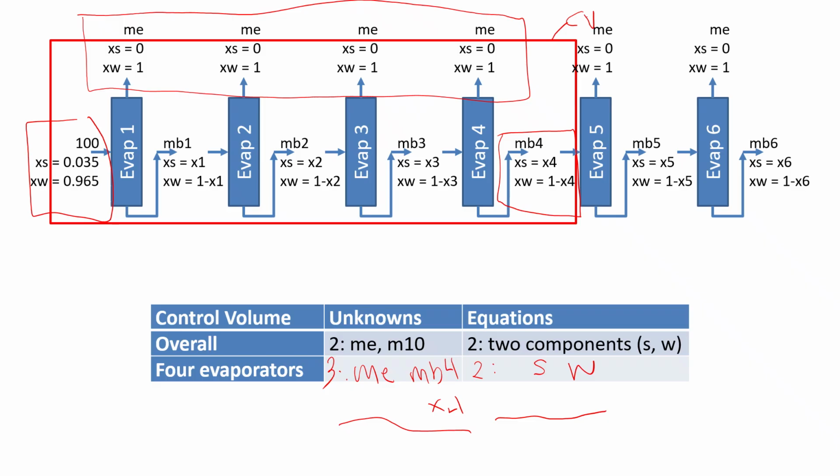There's only 2 components. However, if we write the mass balances for the overall control volume and we're able to solve for ME and M10, then if we go back to the balances that we write for the first 4 evaporators, ME no longer will be an unknown, and we'll reduce the number of unknowns to 2. And from the 2 equations that we can write for salt and water, or we can substitute the overall for either the salt or water, we'll be able to solve for those 2 unknowns. We're going to go through the process of solving the mass balances for the overall control volume next.